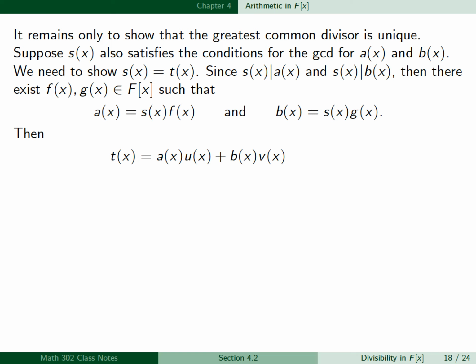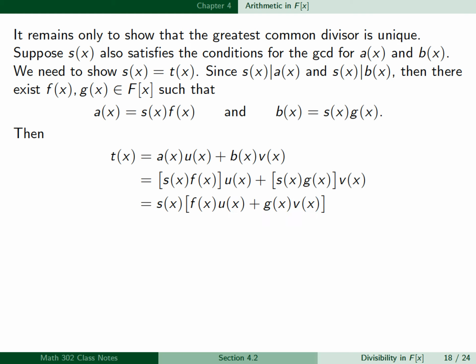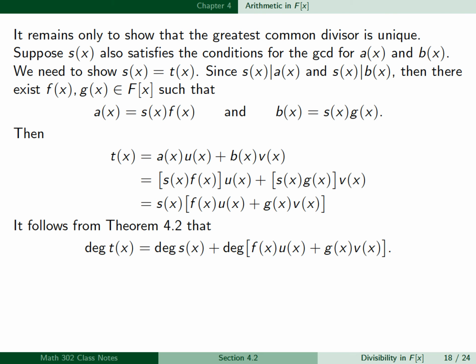Then t(x), once again, can be written as the linear combination a(x)u(x) plus b(x)v(x), and substituting for a(x) and b(x), we obtain this. And this has a common factor of s(x) on the right side, which we can pull out. And it follows from Theorem 4.2 that the degree of t(x) will be equal to the degree of s(x) plus the degree of f(x)u(x) plus g(x)v(x).